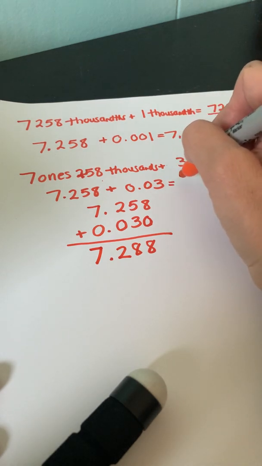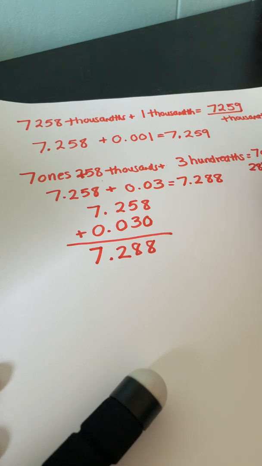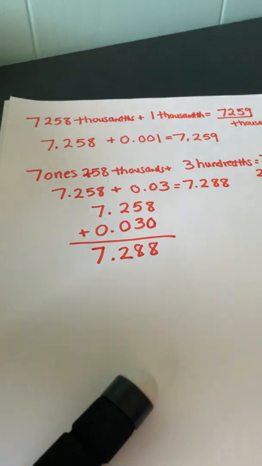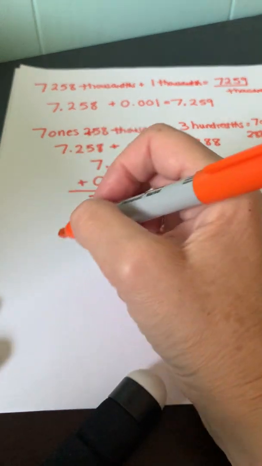And I could write that 7 and 288 thousandths, or I could write 7 ones, 288 thousandths. You guys remember this? All right, let's try one more addition problem.